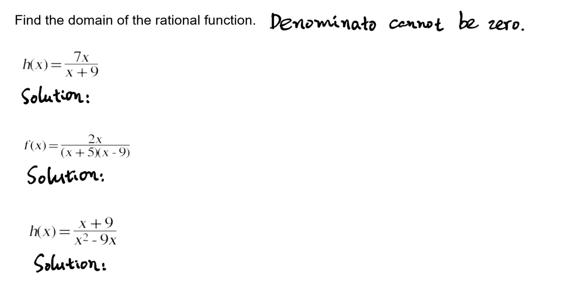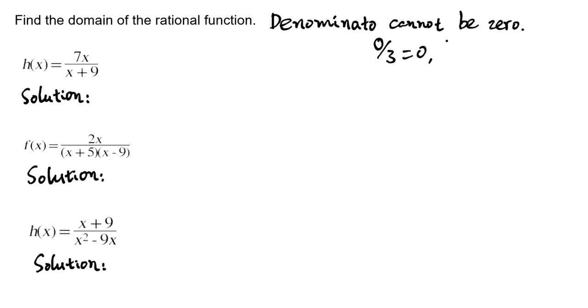In this lecture, we'll talk about how to find the domain of rational functions. Here, we want to remind everyone that the denominator cannot be 0. For example, 0 divided by 3 is 0.